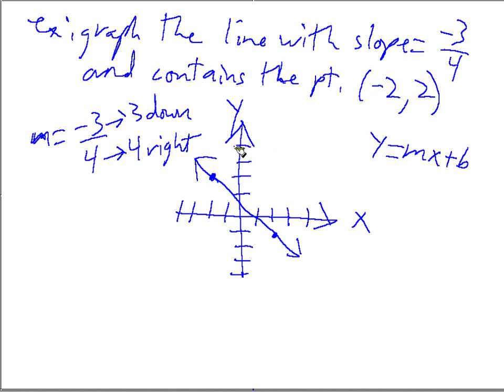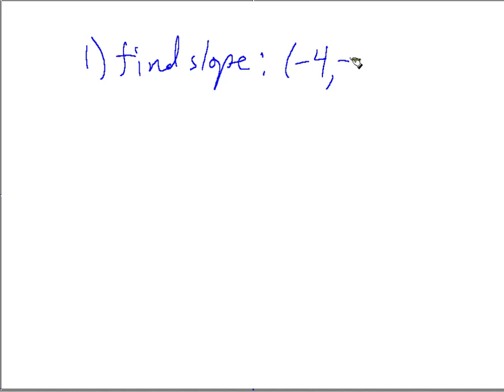Now, let's give you some problems to post in Blackboard. Let me clear out the screen here. Post the following solutions in the discussion area in Blackboard. Number 1, find the slope of the line going through these 2 points. Let's say the 2 points are negative 4, negative 2, and 6, negative 8. Find the slope of the line going through those 2 points.